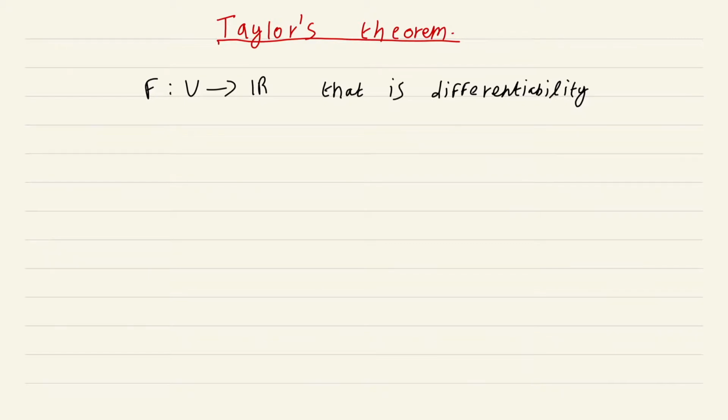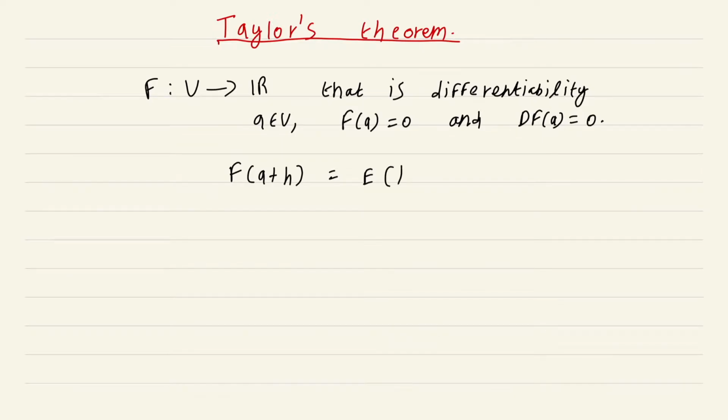Now suppose at some point a in U we have both f of a equal to 0 and the derivative at the point a is also 0. So suppose it happens that at a particular point both the function and its derivative vanish. Then the definition of differentiability at this point merely says that f of a plus h is equal to e of h. In other words, f is sublinear near a.